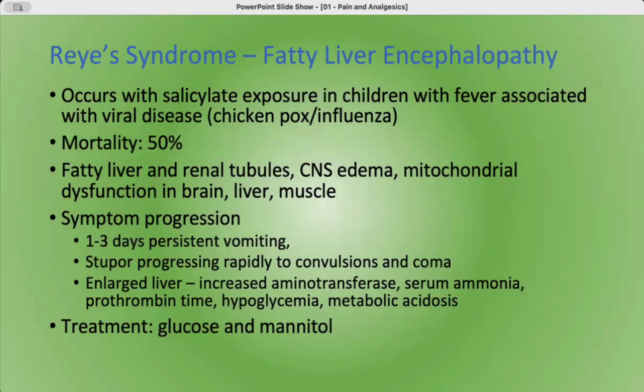Here's a word about Reye syndrome. It occurs with salicylate exposure in children. So it's not all NSAIDs, it's just the salicylates. We talked about aspirin and diflunisal, those other salicylates. And then last semester we also covered Pepto-Bismol, which is bismuth subsalicylate. That's another salicylating agent. So basically we should be avoiding salicylates in children because of this particular effect, the fatty liver encephalopathy that has about a 50% mortality.